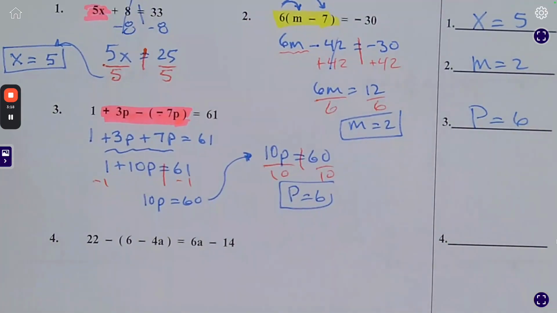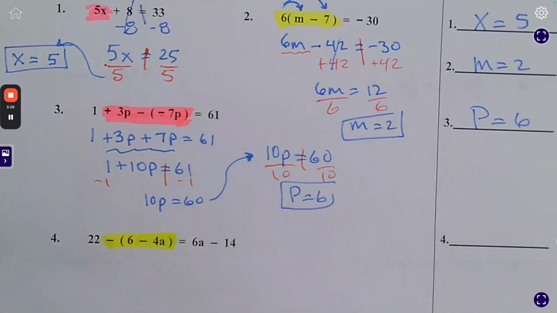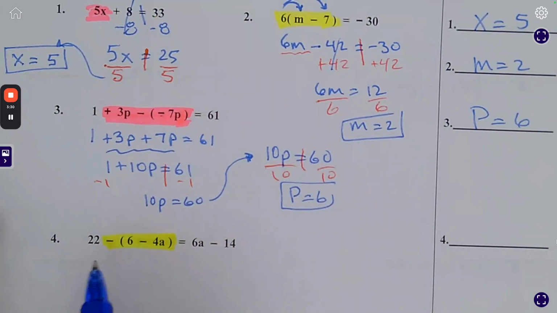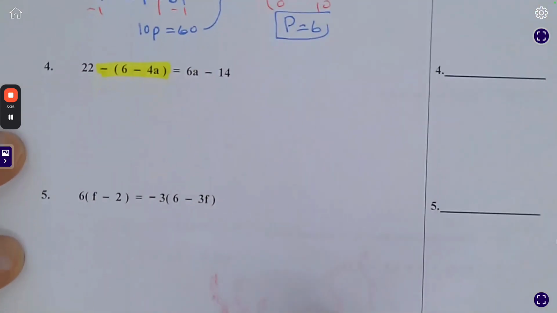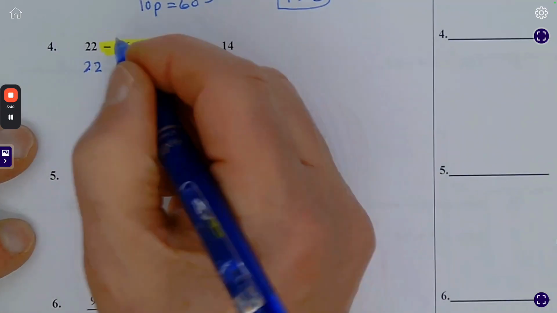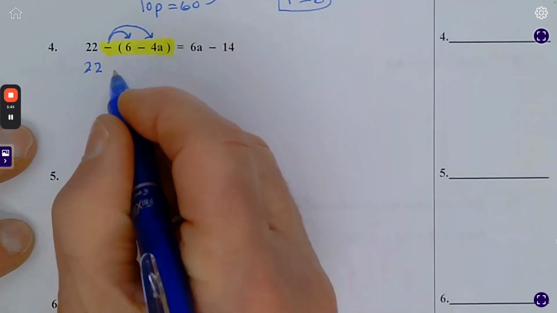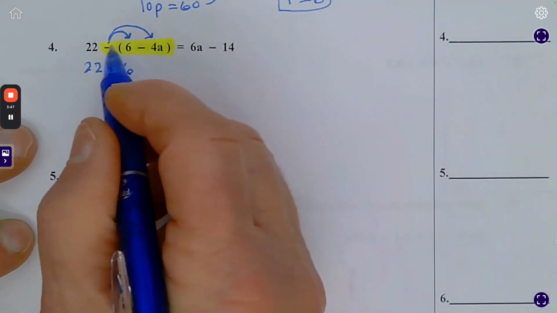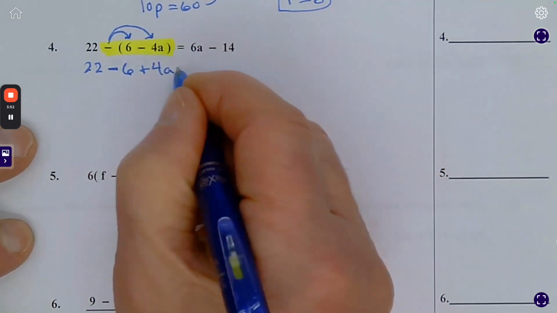Not bad, not bad. Ooh, this one looks a little tricky. But again, the first thing I notice is I have those parentheses. So that implies distribution is going to happen. Notice I did not highlight the 22, right? The 22 just comes straight down. And what I'm going to distribute is the negative, which is like a negative 1. Negative 1 times 6, negative 6. Negative times a negative is a positive 4a. And then I'm just going to write the rest.